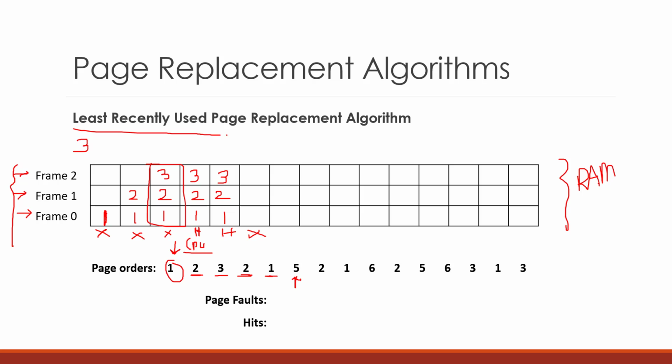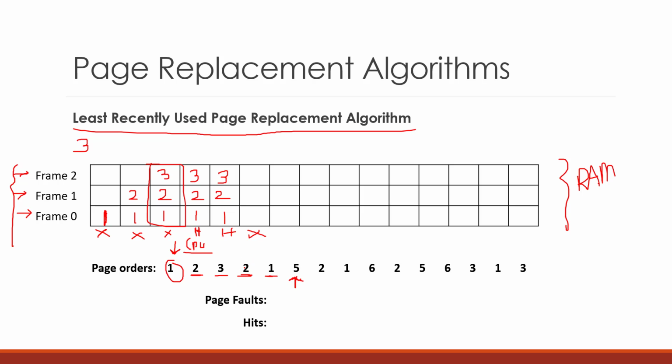Now, based on the least recently used page replacement algorithm, we replace the page that was least recently used. 1 was recently used. So we have only 3 pages, 1, 2 and 3. 1 was recently used, so we cannot replace it. 2 was also recently used.